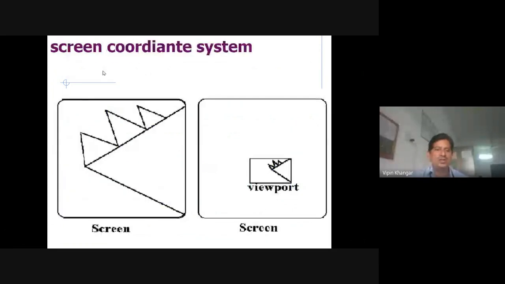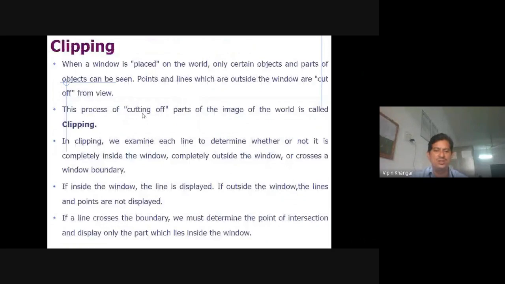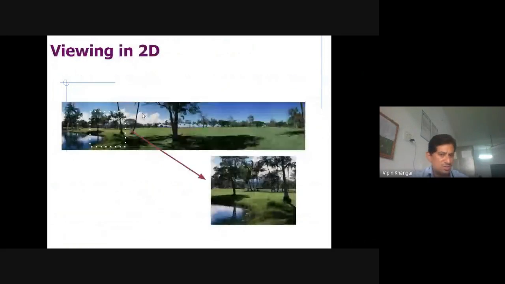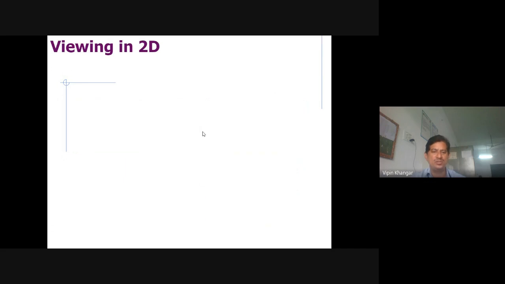So this we understand. Just one more example that we are seeing here: clipping. This is two-dimensional. Basically this is a world coordinate system, a natural scenery that you can see. But suppose you just want to take this portion only, so that can be easily mapped inside this screen coordinate system. So we have done the viewing. This is called viewing, and basically we have defined it in two dimensions.